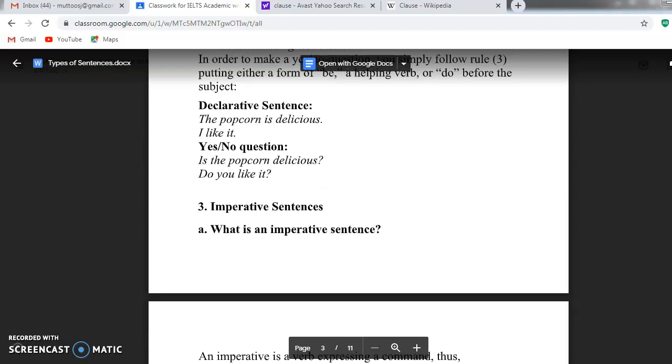You can see the difference here with the example. Declarative sentence: the popcorn is delicious, I like it. How could it be converted to an interrogative sentence? Is the popcorn delicious? Yes or no? Do you like it? Yes or no?